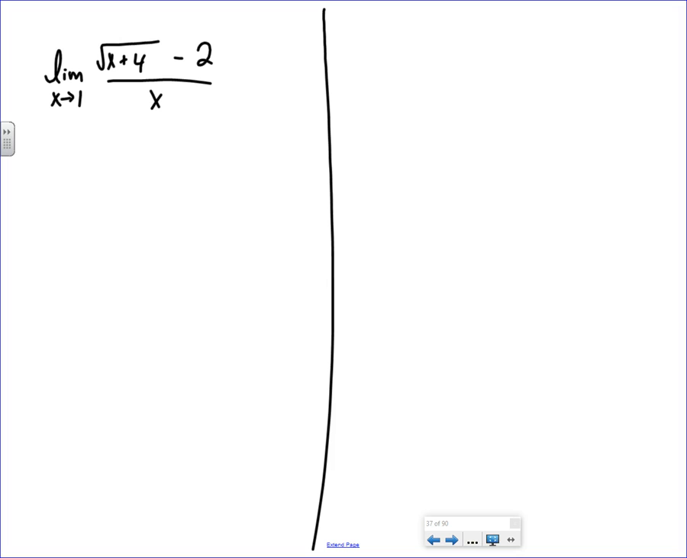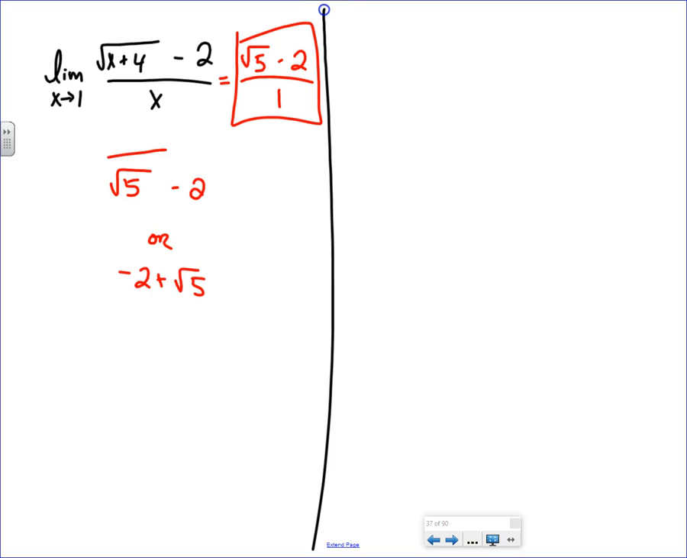It's not 0 over 0. Exactly. This one I can plug in. So that's why we always have to check first, because if your brain always just says, like, ew, it looks gross, 0 over 0, you're going to get in trouble. Because this one would be rad 5 minus 2 all over 1. I mean, yes, we could simplify that to be rad 5 minus 2, or negative 2 plus rad 5. But either way, all of these answers are right.